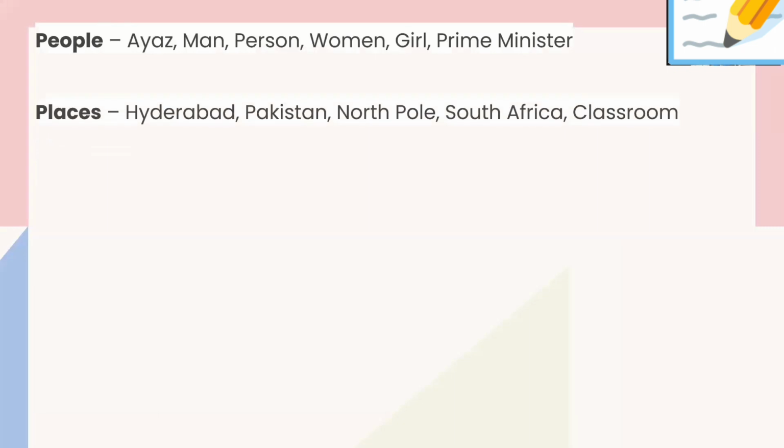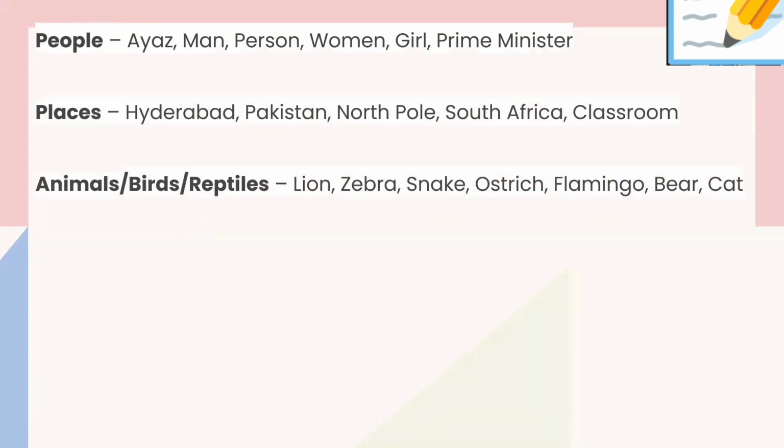Places. In places we have Hyderabad, Pakistan, North Pole, South Africa, classroom. And then animals, birds, or reptiles. As I told you, a noun is a naming word, means name of anything. So animals, if we talk about lion, zebra, snake, ostrich, flamingo, bear, cat. These are the names of the animals. You can see over the screen. These are the examples of a noun.